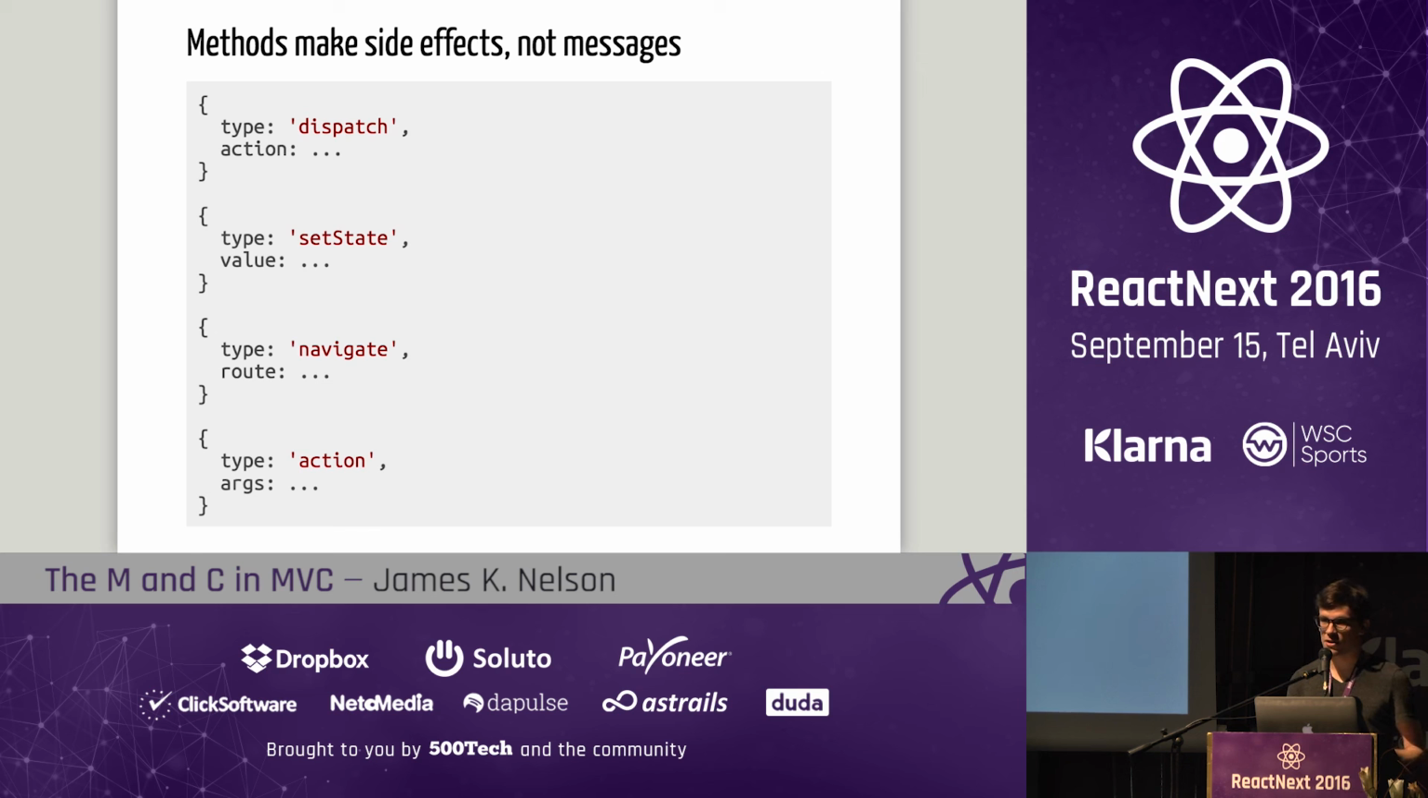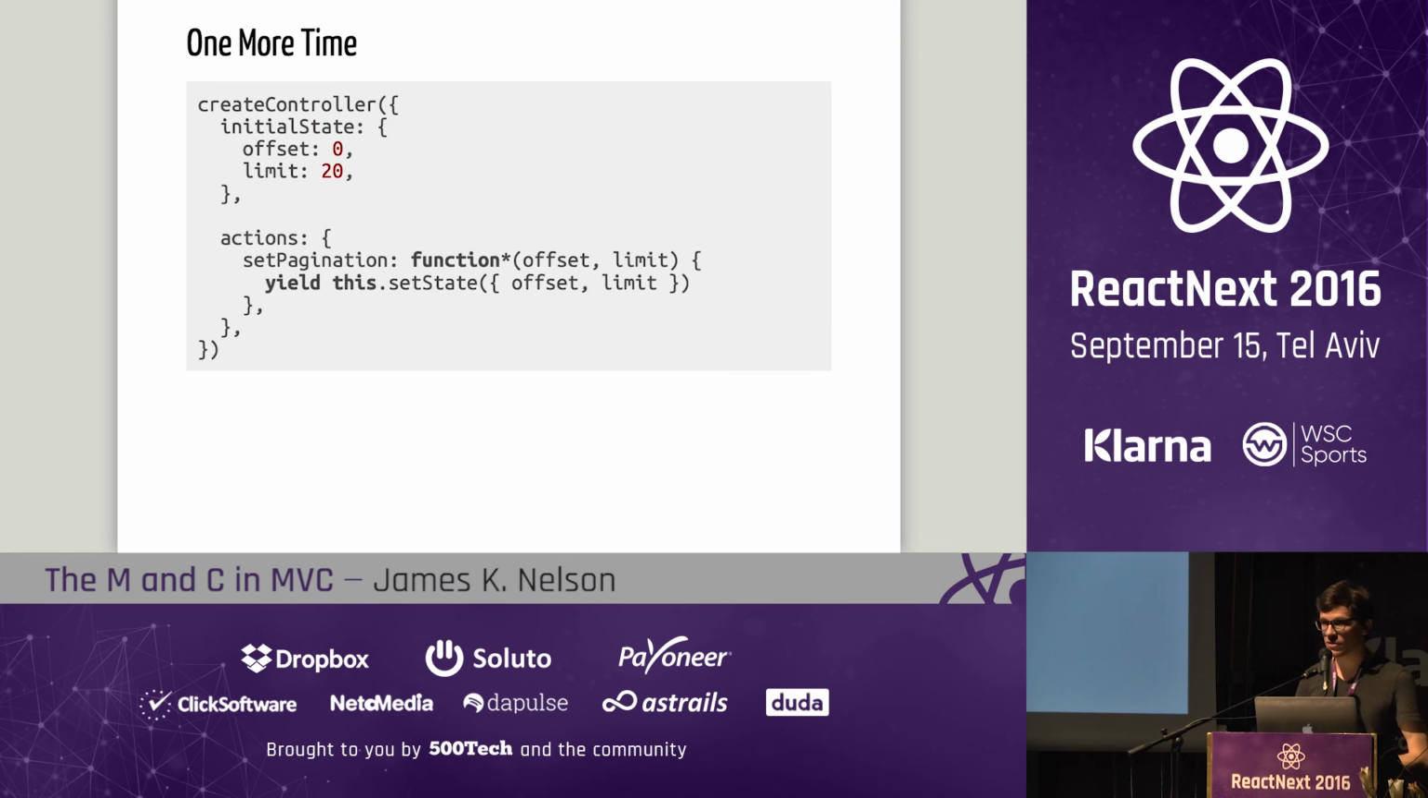We can dispatch an action to Redux. We can set state, which will set the controller's state. We can navigate, which is probably going to use React Router or something like that. And we can call one of the actions which we've defined on it. So just one more time looking over these controllers. Hopefully they make a little bit more sense now.